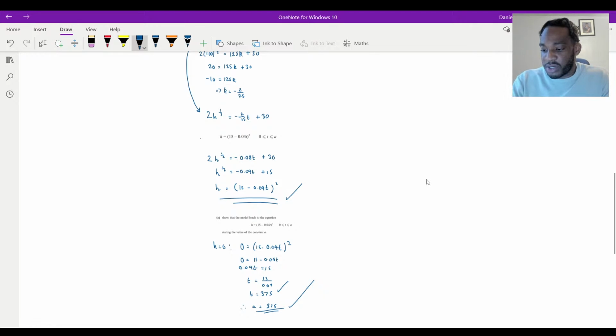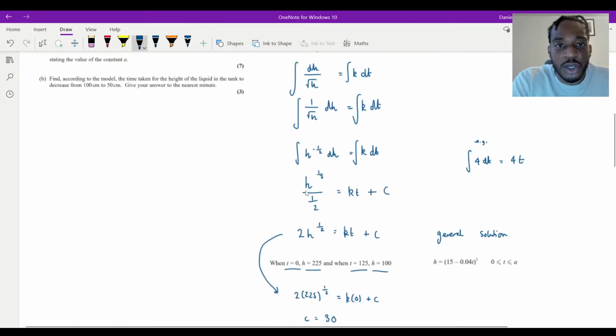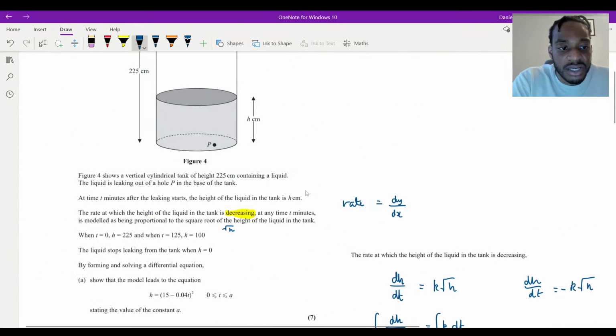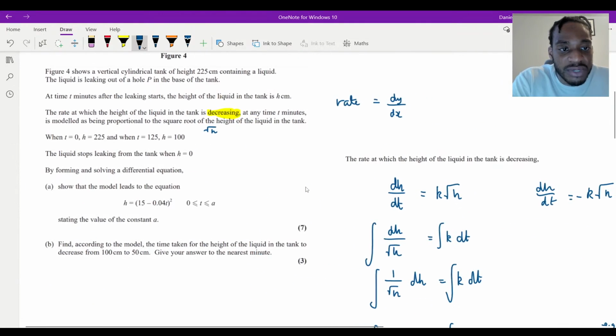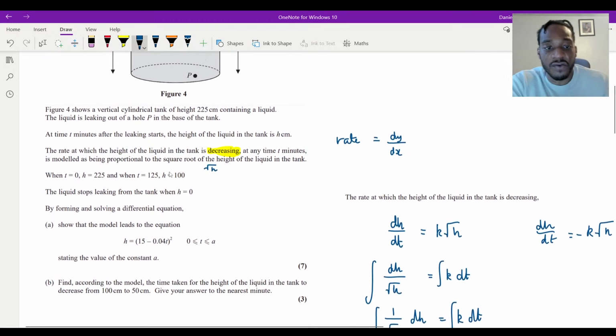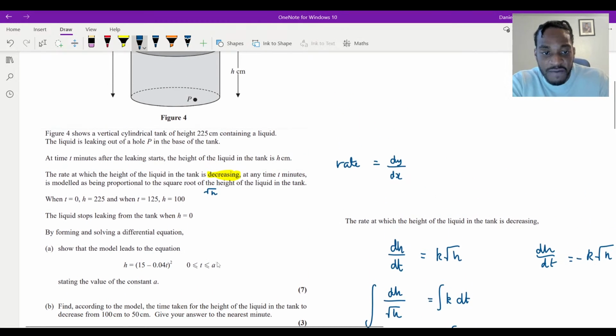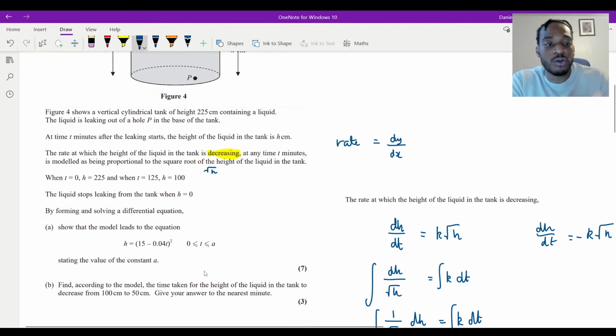Yeah. Cool. Wait, why do you make it 0? It's because they told us that the height, sorry, what does it say? The liquid stops leaking from the tank when h is equal to 0. And we know that the values of t are going to range between 0 and some value whereby there's going to be no more water in the tank. So we made h equal to 0 to figure out when that happens for t. And that will be the maximum time. Yeah, hope that makes sense.